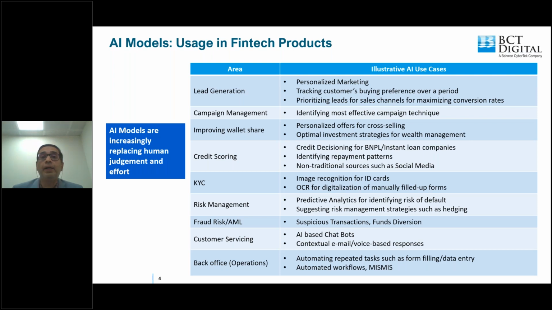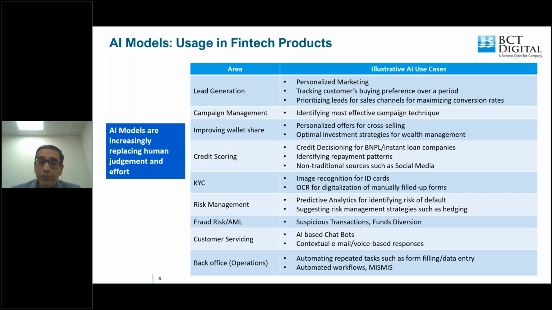Then collating data from traditional data sources and non-traditional data sources such as social media, and how do you incorporate it into a score? AI is being used there. Then in KYC, again, image recognition and OCR for digitalization of manually filled forms. In all these cases, AI is being used. Then in the domain of risk management, predictive analytics for identifying risk of default, suggesting risk management strategies such as hedging. So how do you hedge a particular position? Again, AI is being used there. Then for identifying suspicious transactions or AML cases, AI is again being used there.